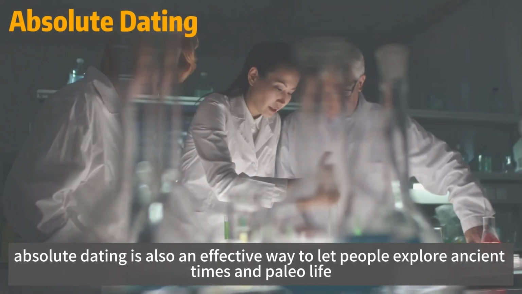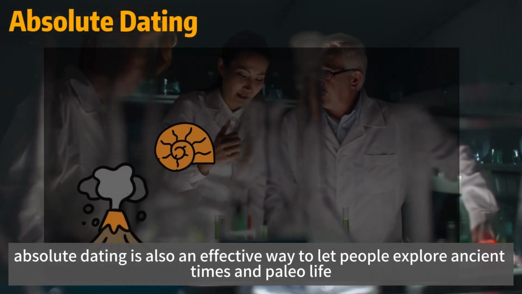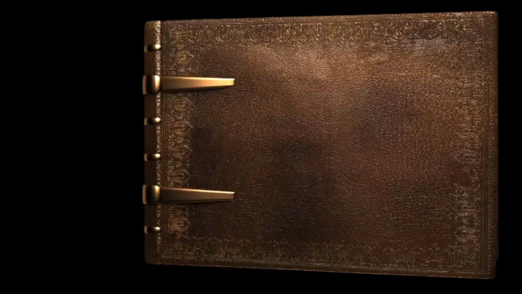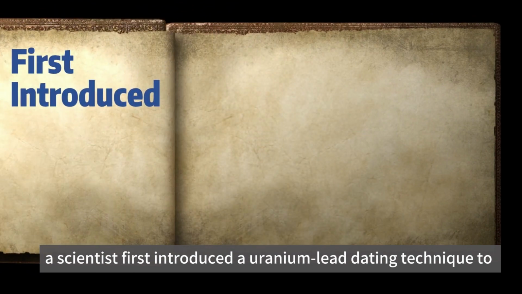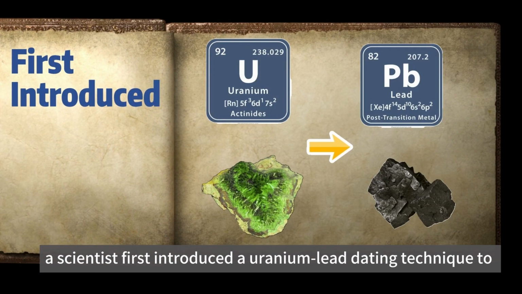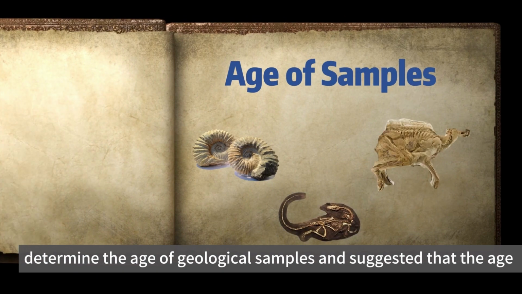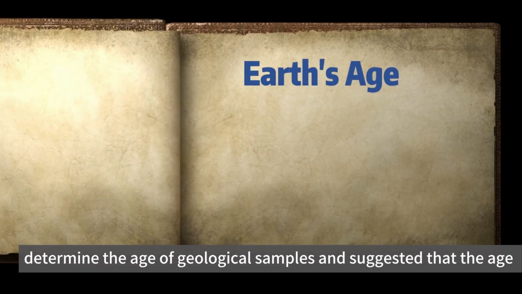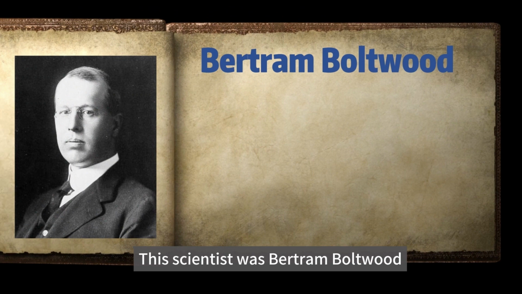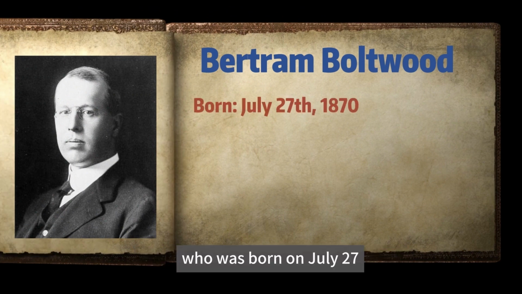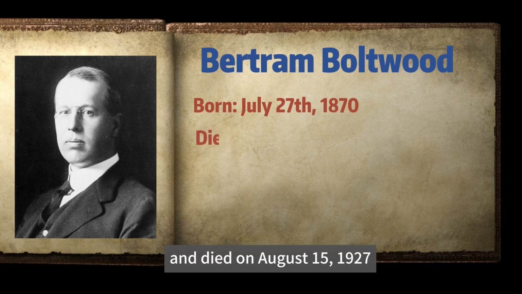Aside from relative dating, absolute dating is also an effective way to let people explore ancient times and paleolife. As early as 1907, a scientist first introduced a uranium-lead dating technique to determine the age of geological samples and suggested that the age of the Earth is between 400 million and 2 billion years old. This scientist was Bertram Boltwood, who was born on July 27, 1870 and died on August 15, 1937.